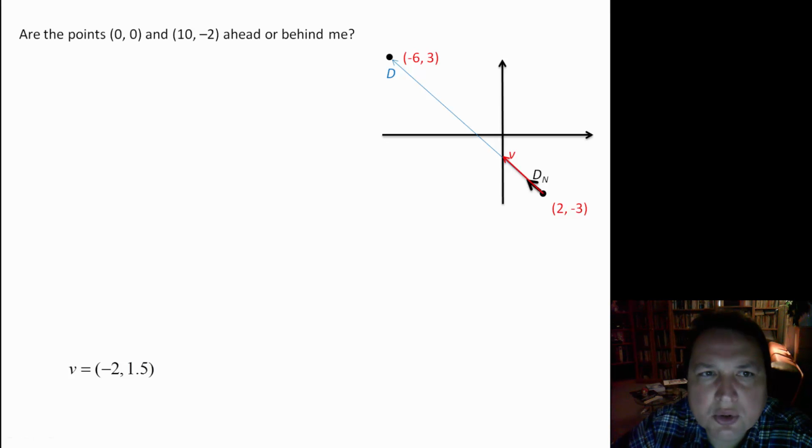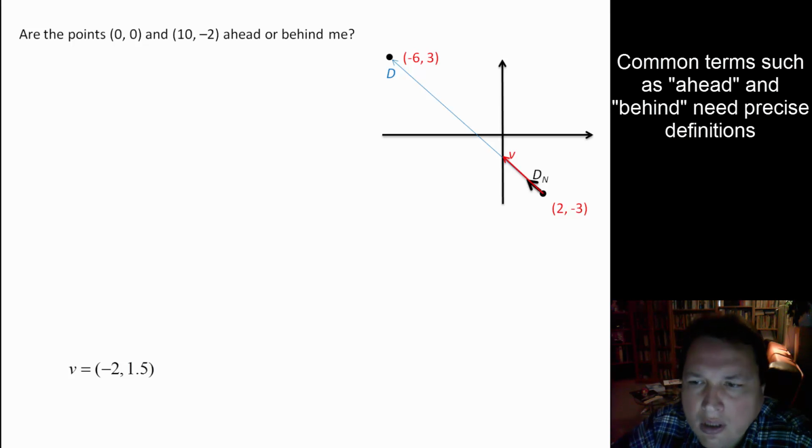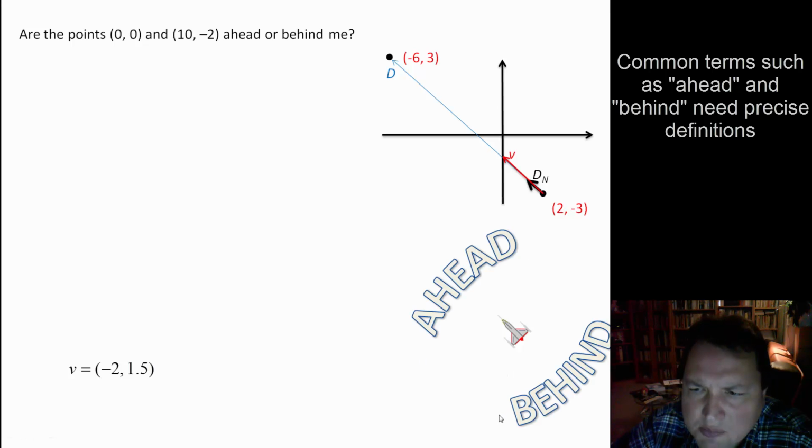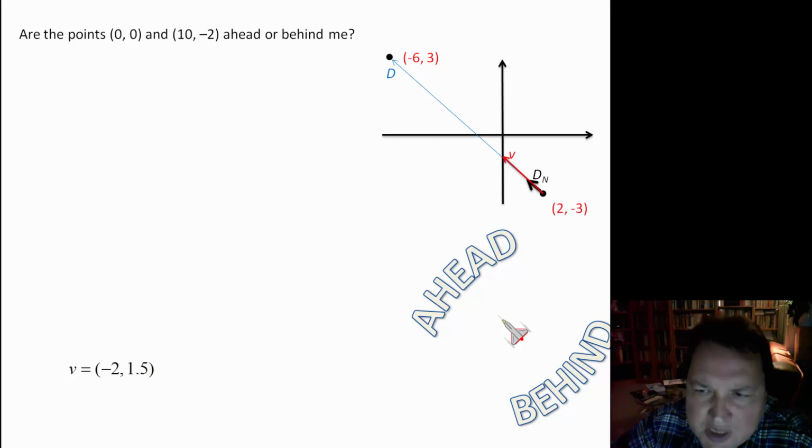Here is the next problem to be solved. Are the points (0, 0) and (10, -2) ahead or behind me? Let's imagine I'm flying in a spacecraft like this, and what lies ahead and what lies behind me is roughly easy to understand, but in a mathematical problem, I have to provide a clear definition, and this definition in this case will be: anything that is on one side of this black line here will be ahead of me, and anything on the other side is behind me.